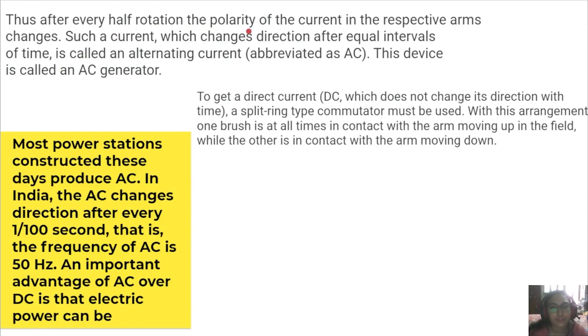After every half rotation, the polarity of the current in the respective arm changes. Such a current which changes direction after equal intervals of time is called an alternating current. So this device is called an AC generator. To get a direct current which does not change its direction with time, a split ring type of commutator is used. With this arrangement, one brush is at all times in contact with the arm moving up in the field, while the other is in contact with the arm moving down.